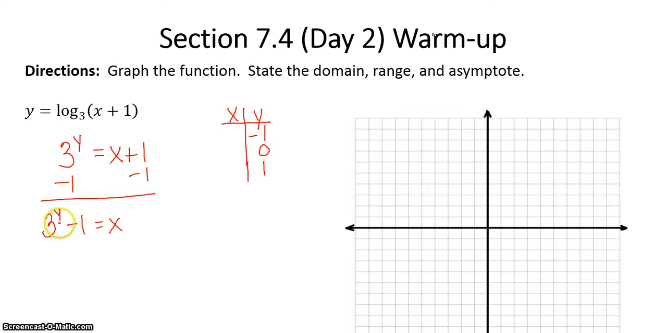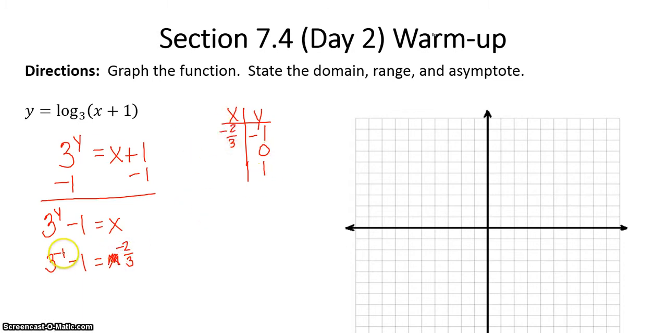So if I plug -1 in here, 3 to the -1 minus 1 equals x. Now remember, this -1 means that you have a fraction. That doesn't mean that this comes out to be a negative answer. So this -1 means this is 1/3 minus 1, which is going to be -2/3.